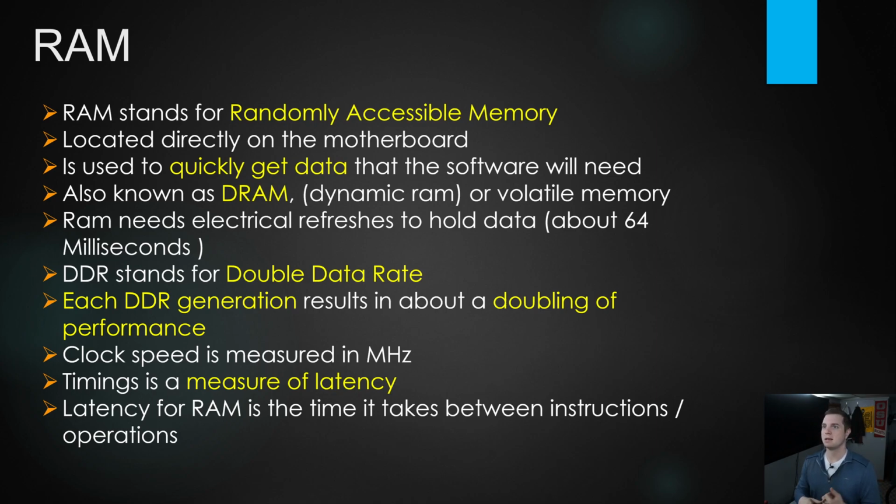This is also known as DRAM, dynamic RAM, or volatile memory. What volatile memory means in this case is it has to have electricity to maintain information or data. So as soon as you turn off your computer, that data goes away. So it's not something that we can use for long-term storage without providing electricity to it.